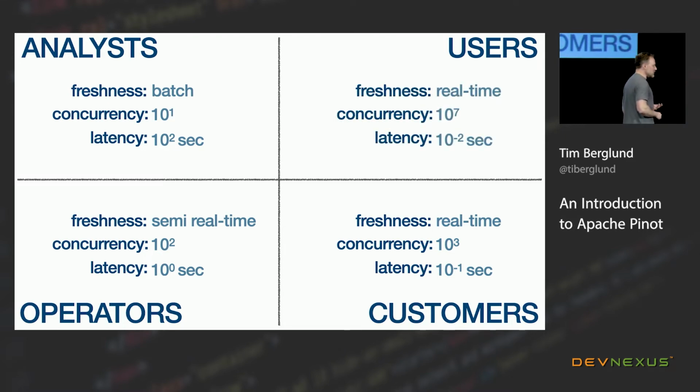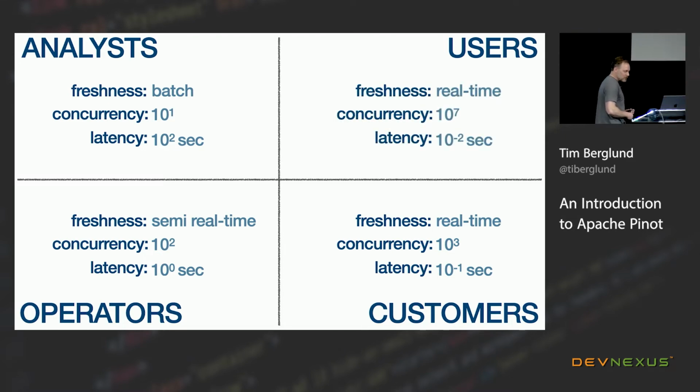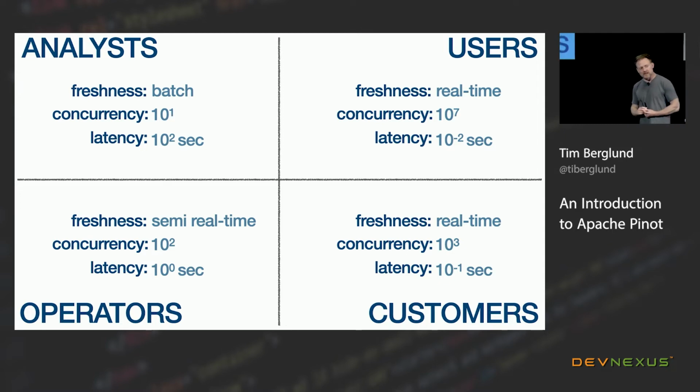The population of users absolutely want real-time data. We expect that. There are millions or tens of millions of these potentially for a service that scales up. We need to be ready for a lot of people. And they also expect millisecond latency.